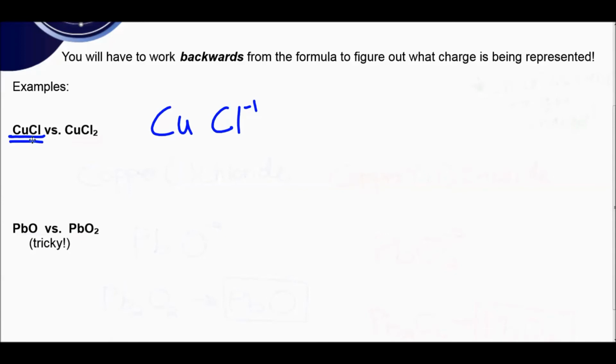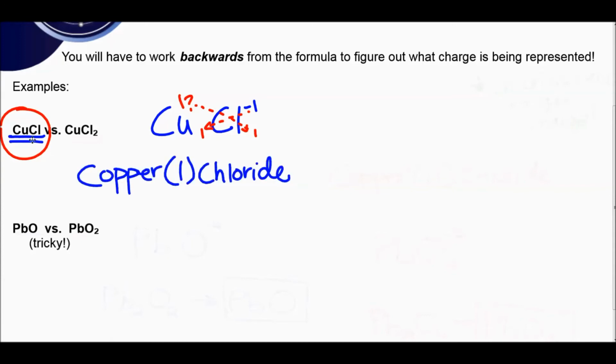Chlorine's charge is a -1, it's in group 17. But as you work backwards and you realize that the 1 was brought down here, you ask yourself what was brought down from the copper in order to give you your final formula of CuCl. And the answer is 1. It must have been a 1 to work backwards. So your final name is copper 1 chloride.